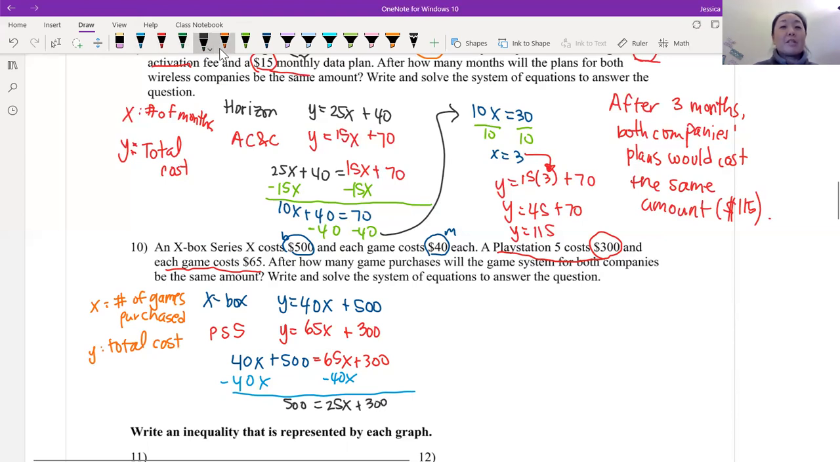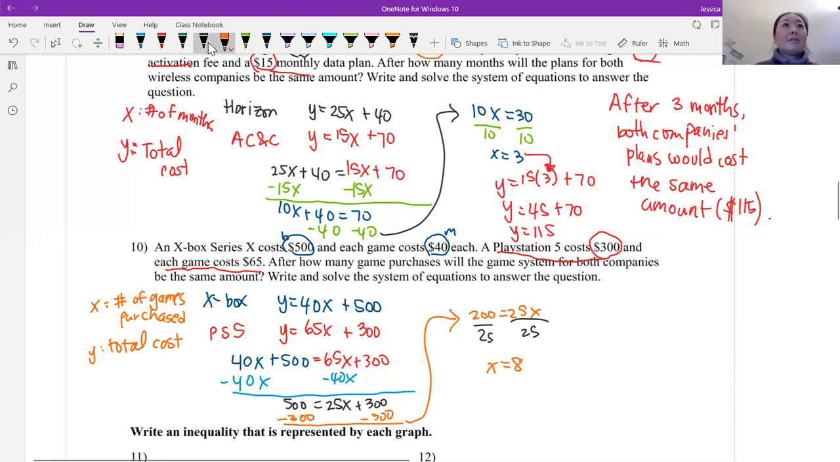If you were in class, we did this problem and I kind of made a mistake there. I made sure I didn't do that same mistake. And again, we're going to subtract 300 on both sides, and we're going to get 200 is equal to 25x. And we're going to divide by 25 on both sides, and we get x is equal to 8, right? That means 8 games purchased.